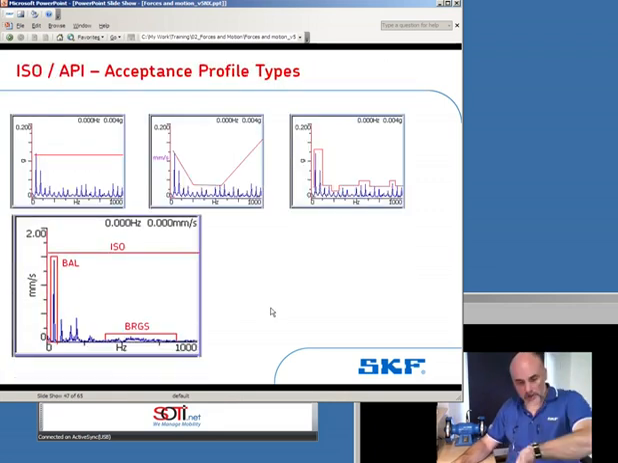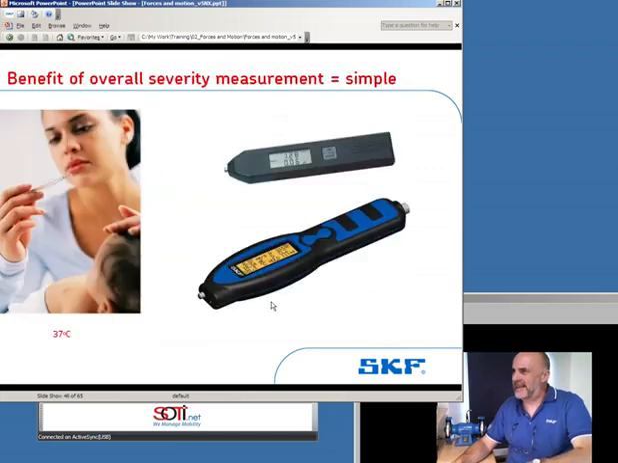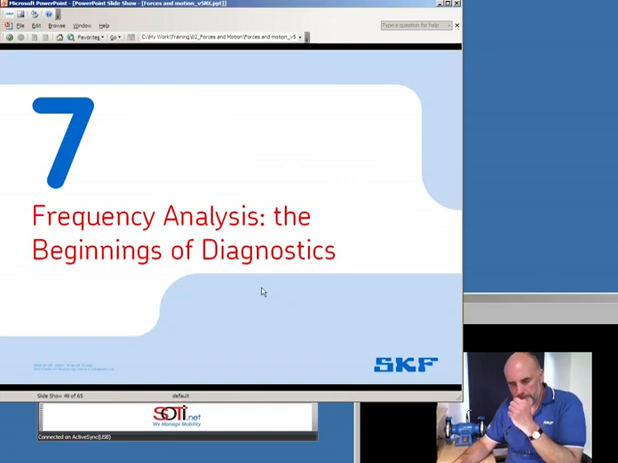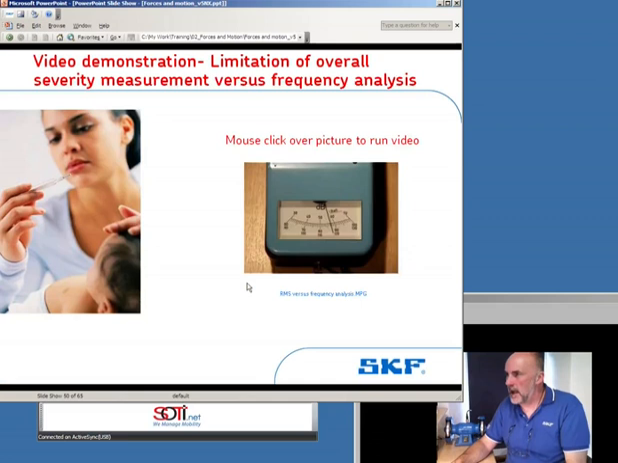Wonderful things. You do have to be a little bit careful. I haven't got time to talk about standards, so I'll skip standards. You do have to be a little bit careful that overall vibration measurements can be fooled. I've mentioned the fact that they can be fooled by impulsive signals, so you do acceleration enveloping. They can also be fooled by frequency content.